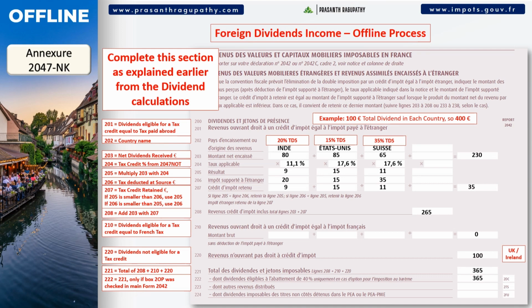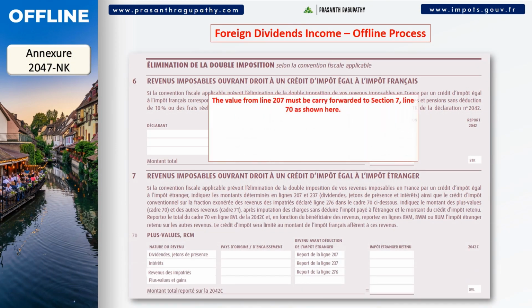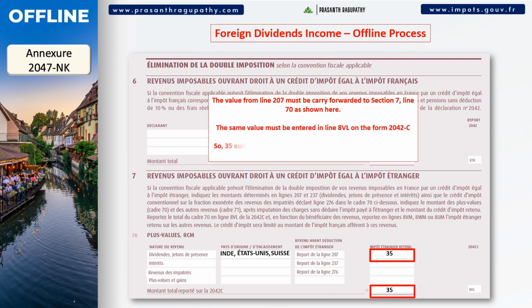Additionally, in line 222, enter the same value as 221 only if you had selected the box to OP in the main tax form. The value from line 207 must be carry forwarded to section 7, line 70 as shown here. The same value must be entered in line 8 VL. So, 35 euros in this example is returned back as tax credit for the tax paid abroad on these dividends.